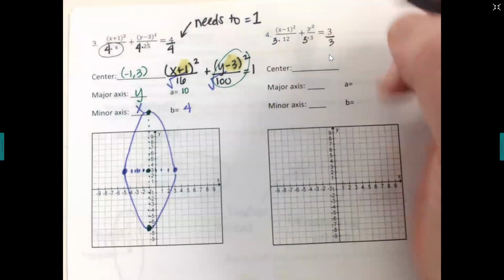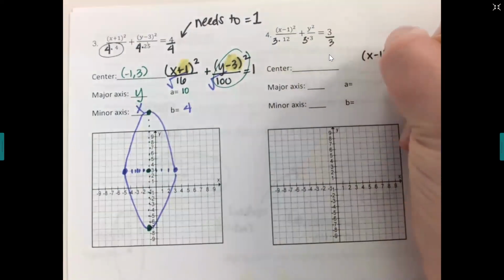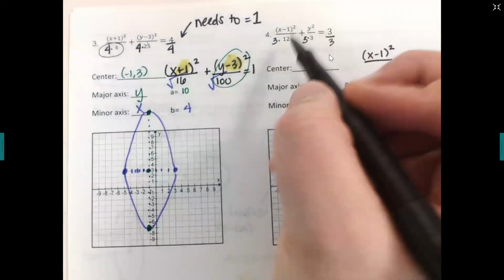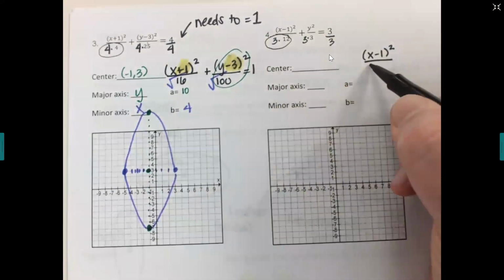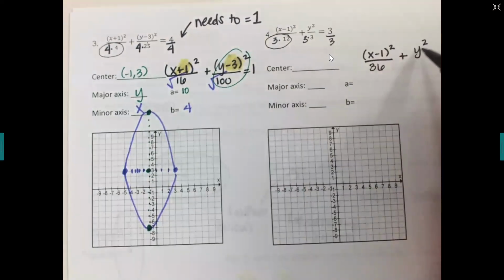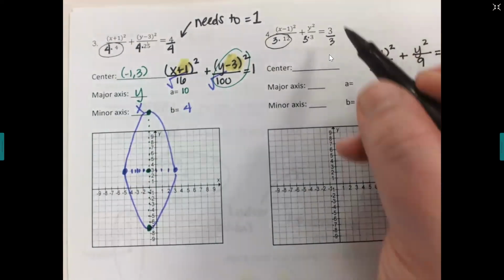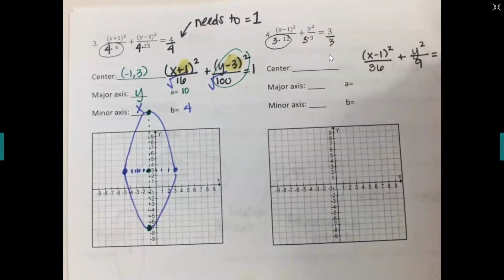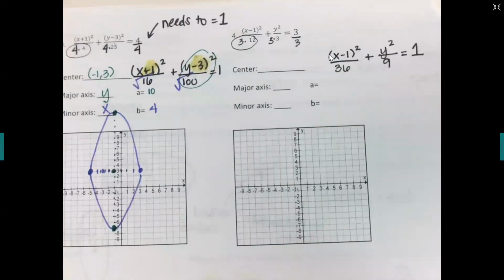So I have x minus 1 squared on top. 3 times 12, what's that now? 36, thank you, plus, and then y squared over, I had a 3, times it by another 3, now it's a 9. And then your 3 divided by 3 over here is equals 1. It has to be equals 1. If it's not, you got to fix it. Then from there, you're just going to identify your center, check your x and y distances, and then graph it.